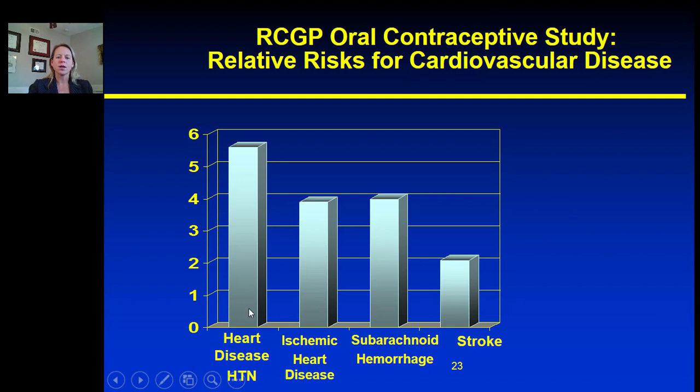And in these figures, the reference group would be the non-oral contraceptive users. So to interpret one of these figures, we can say, let's take heart disease, which has a relative measure of roughly 5.5. In this figure, we can then conclude that the relative risk of heart disease is 5.5 times greater among oral contraceptive users compared to the risk in individuals who do not use oral contraceptives.